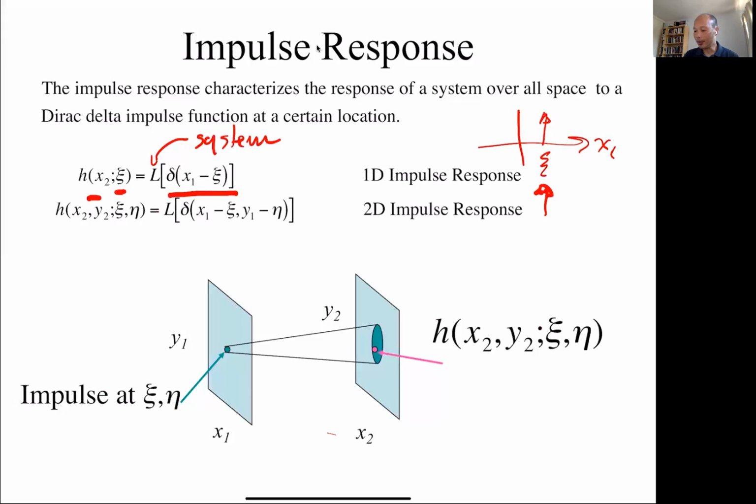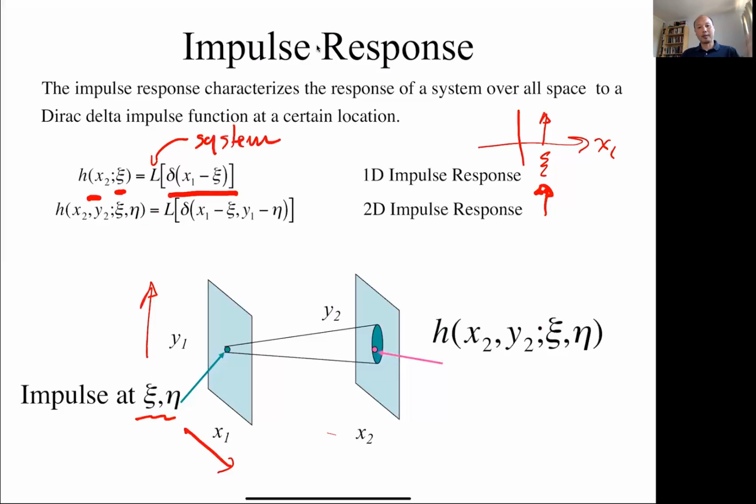In this coordinate system, I've got my x1 coordinate system and my y1 coordinate system. And the impulse is at the coordinates xi and eta because I have delta of x1 minus xi, y1 minus eta. Okay, so imagine I have an object somewhere here in space that has some coordinate system. So that might be like my body. I could have a coordinate system for my body, right? Which is like x1, y1.